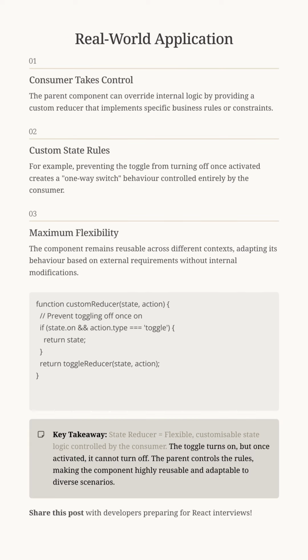So, how does this apply in real projects? Imagine a parent component that doesn't want the toggle to switch off once it's on. It can provide its own reducer. In that reducer, if the state is already on, it simply ignores the toggle action. Otherwise, it falls back to the normal toggle behavior. This gives maximum flexibility. The same toggle component can be reused in multiple scenarios with completely different rules, but without ever modifying the component itself.